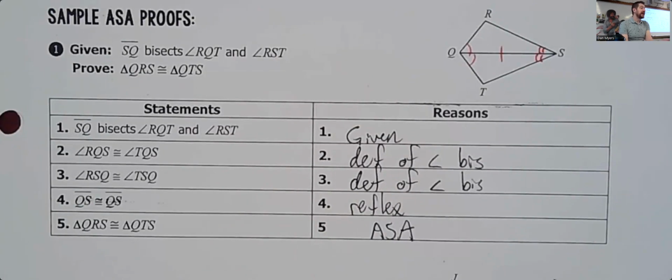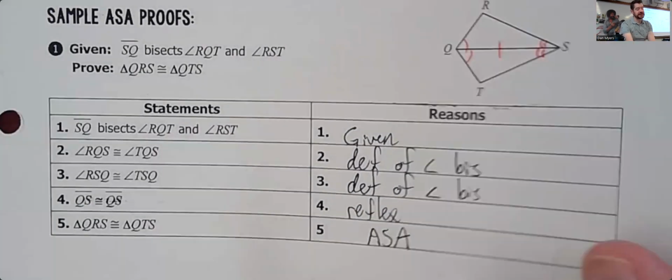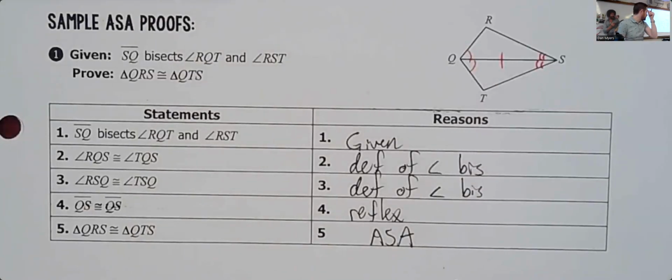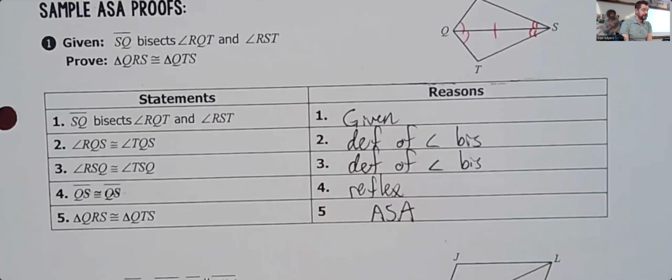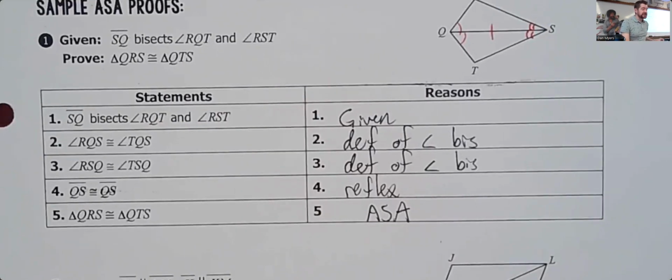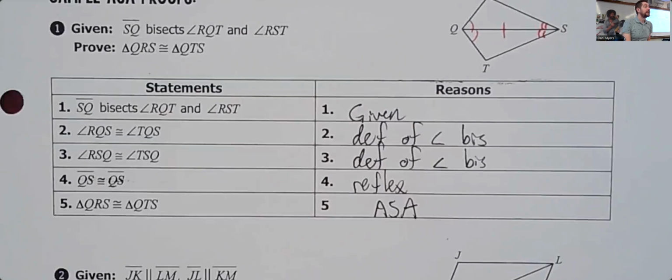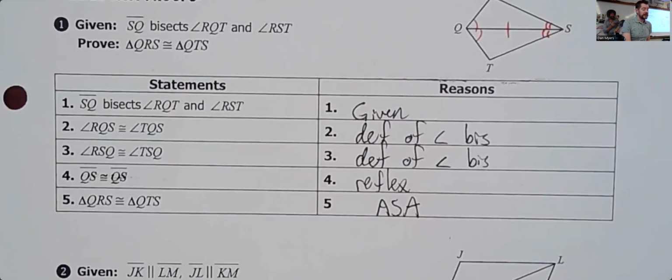The next one will also be angle side angle. These first 2 we are practicing, actually the first 3 we're practicing angle side angle. So we can be assured that the final reason for each of the first 3 proofs will be angle side angle. All right, questions on number 1 before we look at number 2? Okay, let's keep going then.